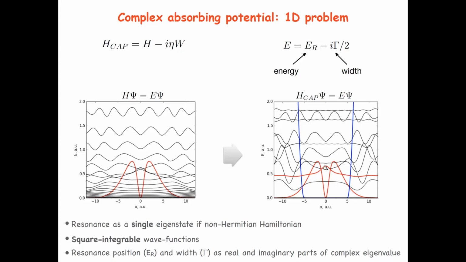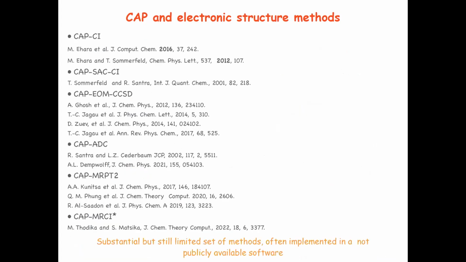So that's great. And in principle, that paves the way for integration of the CAP technique with, in principle, any electronic structure method. Again, we just modify the electronic Hamiltonian by a one electron absorbing potential. And it has been done before, so there are multiple methods that have been combined with CAP: CI, SAC-CI, equation of motion CCSD, ADC, multi-reference perturbation theory, multi-reference CI. So why do we need anything else, right?